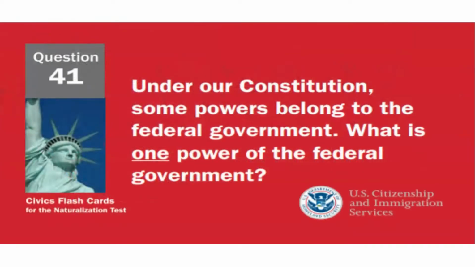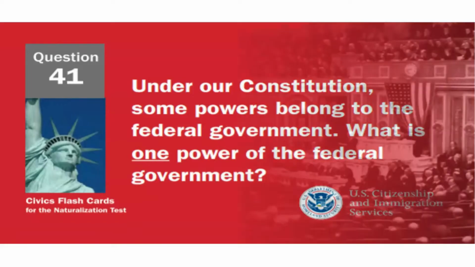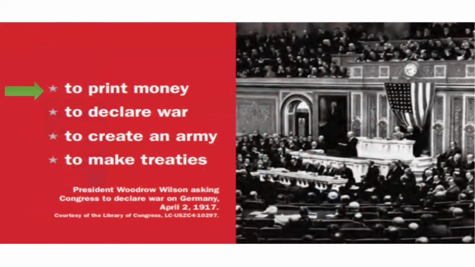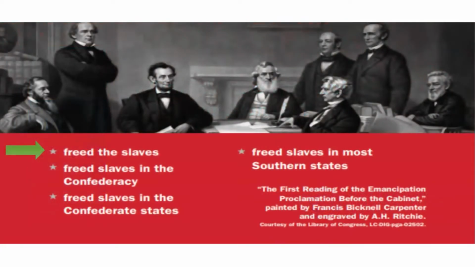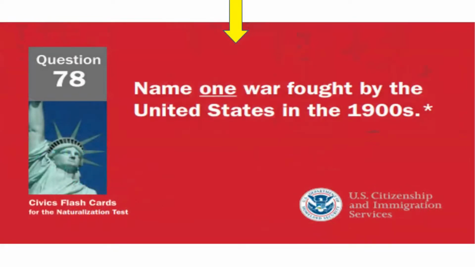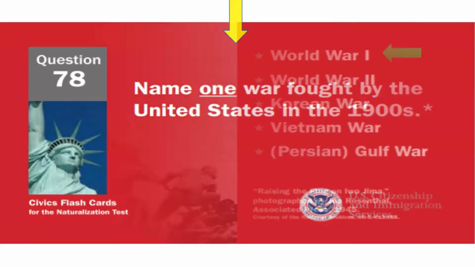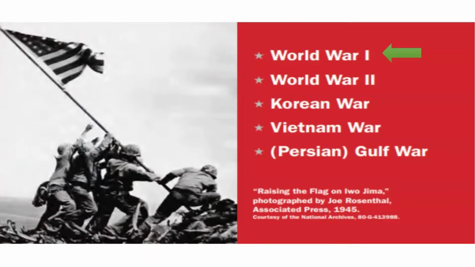Under our Constitution, some powers belong to the federal government. What is one power of the federal government? One power of the federal government is to print money. What did the Emancipation Proclamation do? Freed the slaves. Name one war fought by the United States in the 1900s. World War I.